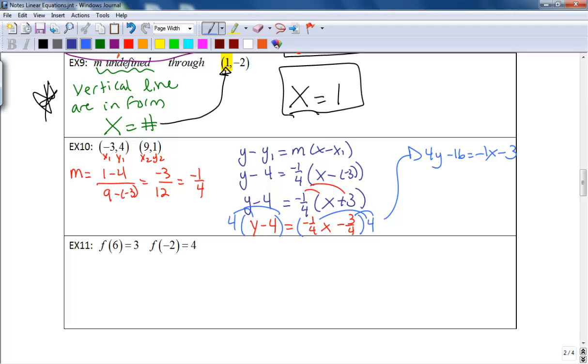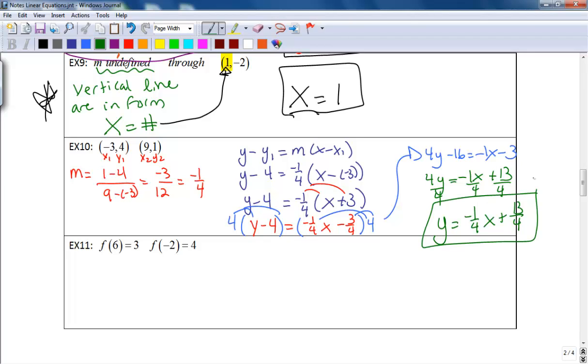Well, now I don't have fractions, so the problem is less intimidating. Move 16 over to the right-hand side, and I get that 4y is equal to -1x plus 13. Divide everything by 4 to isolate y, and I get that y is equal to -1/4 x plus 13/4. So the equation of the line that goes through the points (-3, 4) and (9, 1) is y equals -1/4 x plus 13/4. Last example, I have f of 6 is equal to 3 and f of -2 is equal to 4.